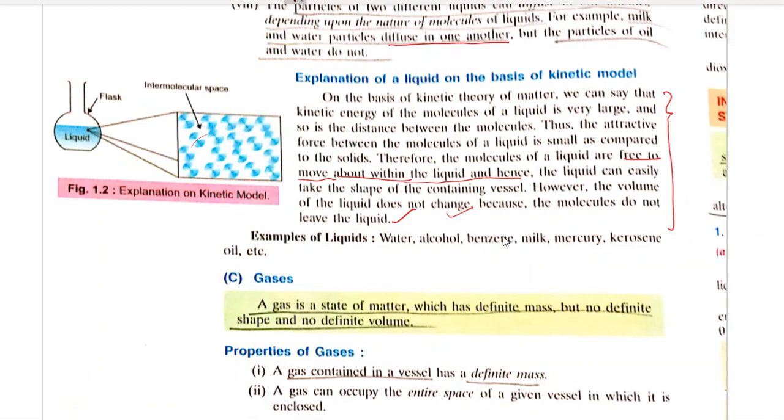So it has fixed volume. Examples of liquid: water, alcohol, benzene, milk, mercury, kerosene, oil. These are all liquids. Gas.